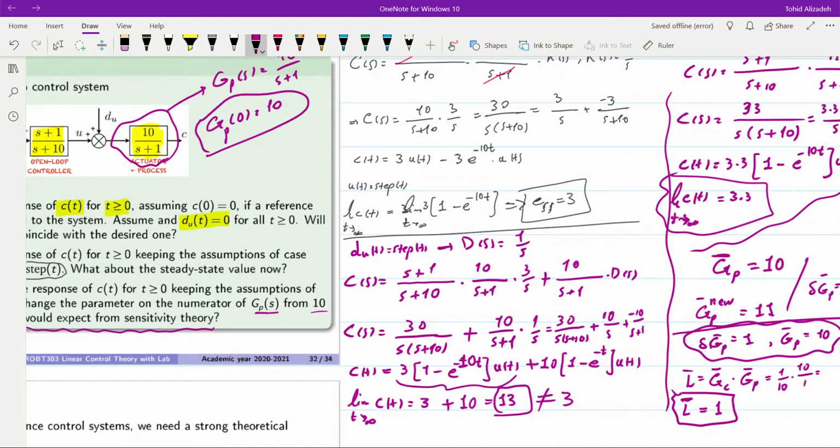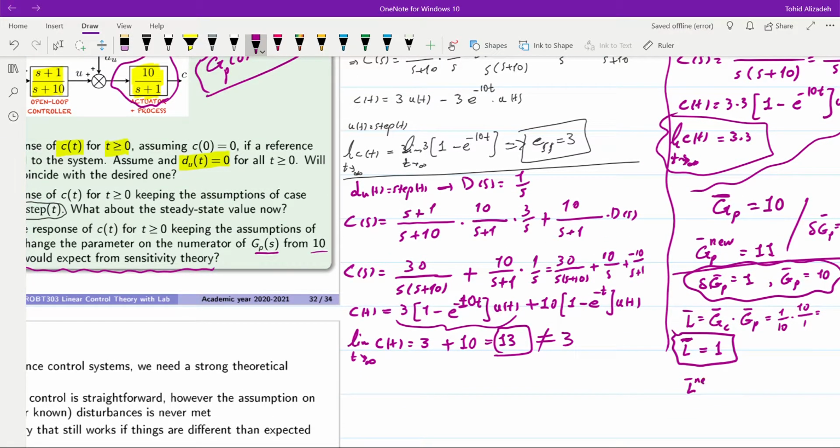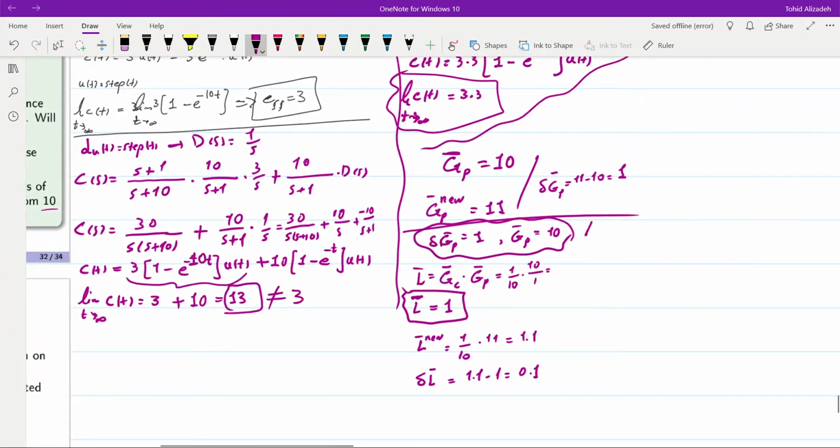Now the new L bar will be obtained as 1 over 10, which comes from the controller and is exactly the same as before, times 11. So it is 1.1. New L bar is equal to 1.1. The old or nominal L bar was equal to 1. So delta L bar will be equal to 1.1 minus 1, which is equal to 0.1. So I will write it here as well. L bar was equal to 1 and delta L bar is equal to 0.1.